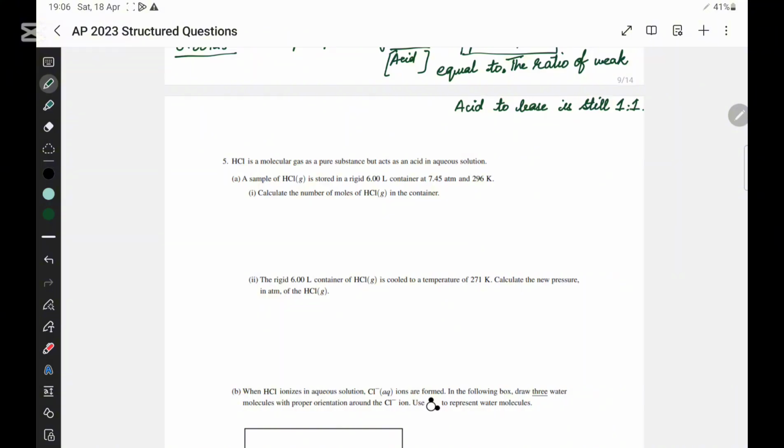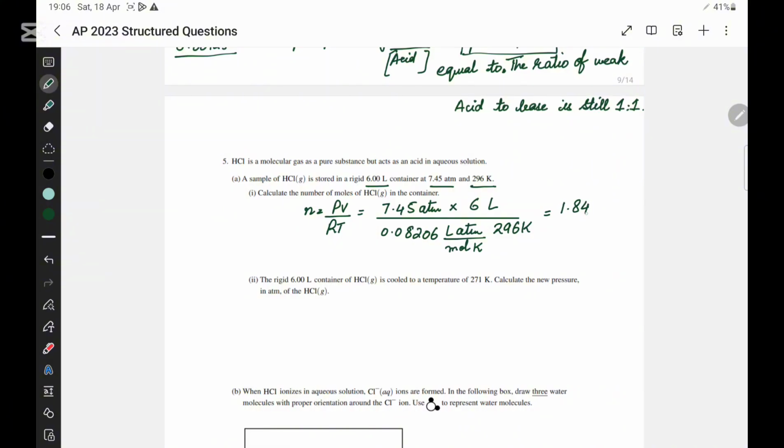So in this question, they want us to calculate the number of moles of HCl. We are given the volume in liters, pressure and temperature. The formula is n equals PV over RT. Putting the values in, pressure is 7.45 atm, volume is 6 liter, and R is going to be 0.08206 liter atm per mole per Kelvin, times 296 Kelvin, and the number of moles comes out to be 1.84 mole.